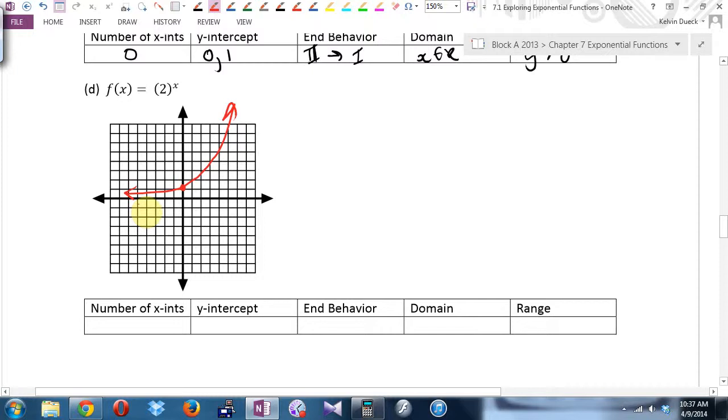This one I could be a bit more specific. I think it goes through 1, 2, because 2 to the 1 is 2. Probably goes through 2, 4, 3, 8. I could, but I'm sketching right now. I'm not being that fussy. Number of x-intercepts? None. Y-intercept? End behavior? Domain? Range?